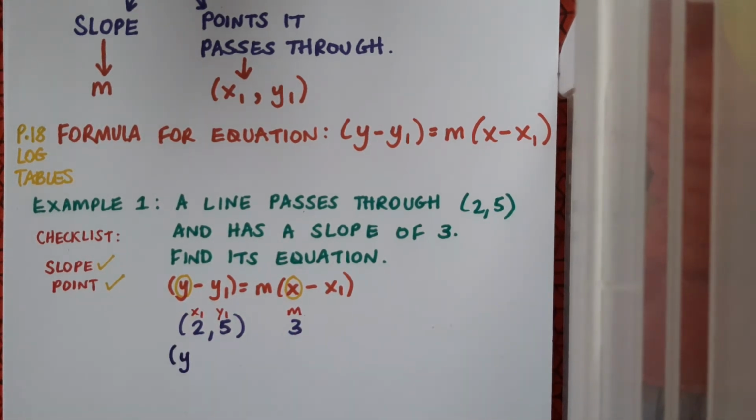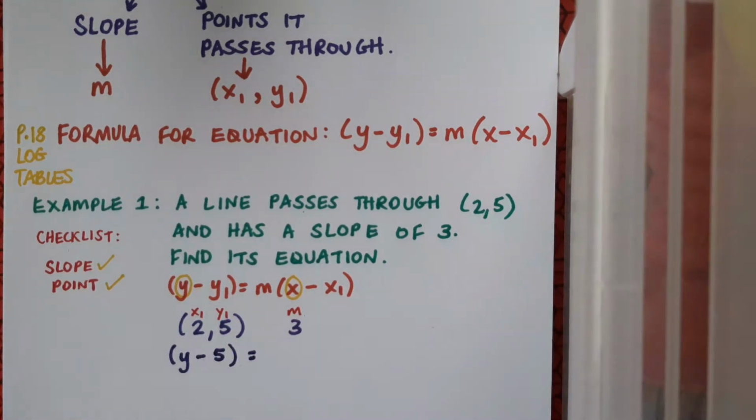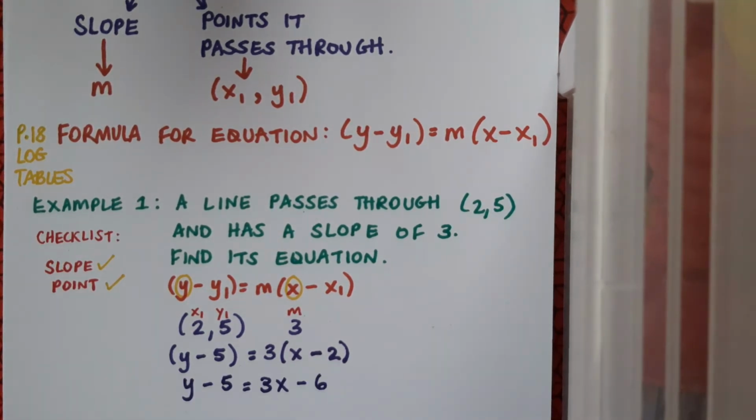So I'll start at that y, and then I'll minus y1, and that's 5. And that's going to be equal to m, and I know that m is 3. The x from the formula just gets written down exactly as is, and then I want to minus x1, so I'll be minusing that too. So now I've filled in my equation of the line formula. Now I need to tidy it up a little bit. So the obvious thing to do first of all is to multiply out this bracket on the right hand side. So I'll do that. y minus 5 will be equal to 3x minus 6.